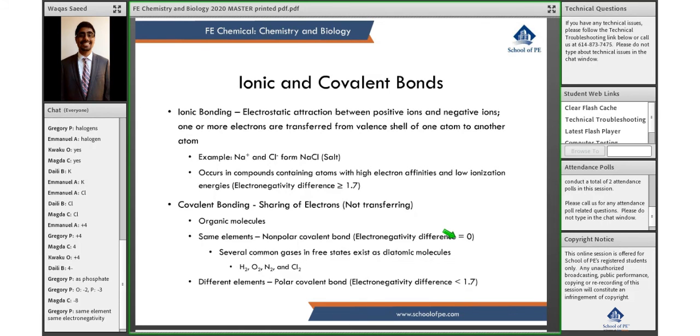So what if you have different elements, but you have a covalent bond? Those are polar covalent bonds because the electronegativity difference is less than 1.7.